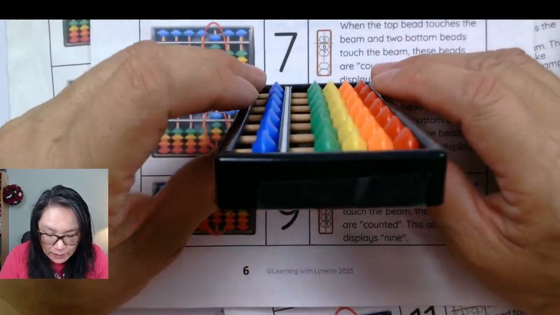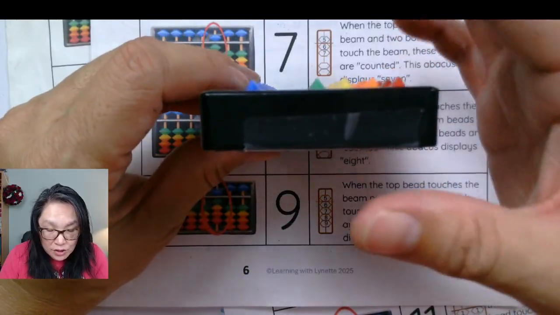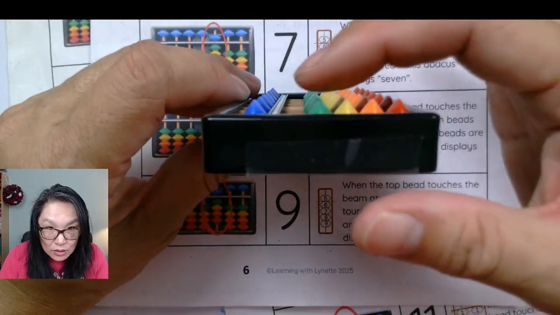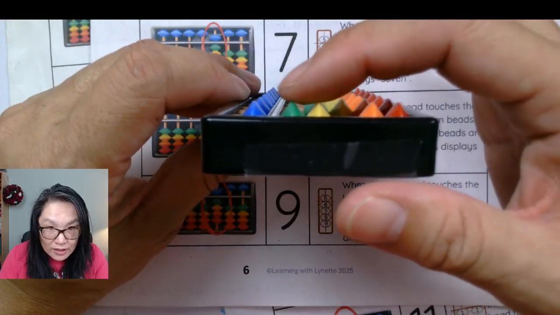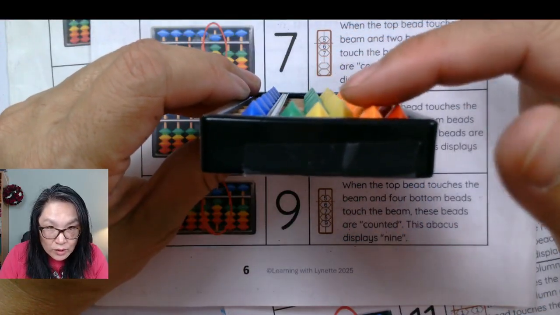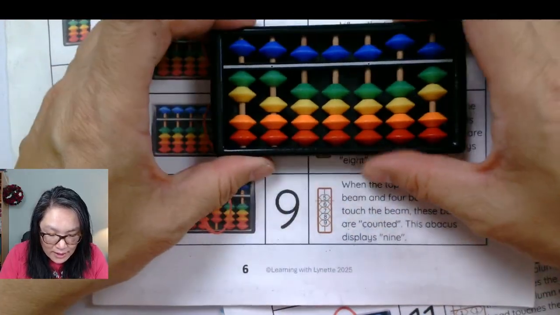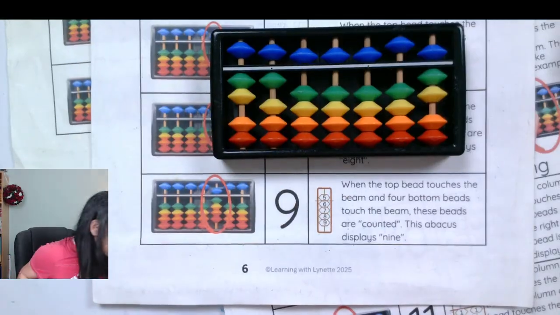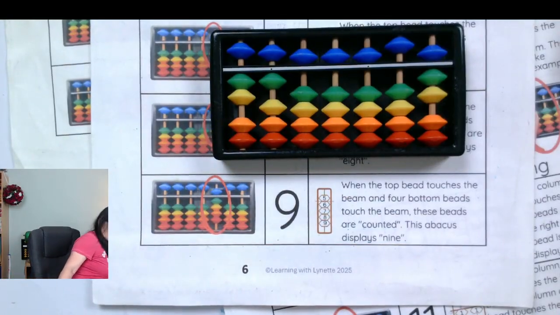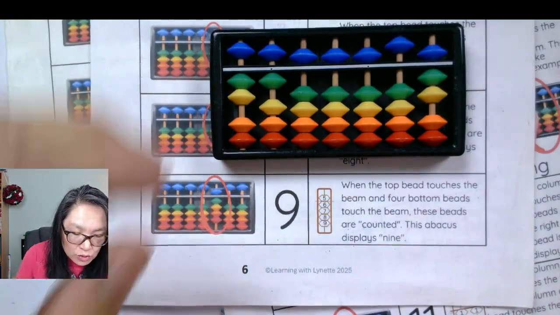Now, I don't know if anybody sees it, but you'll see that there's a ridge. There are edges on the beads. And notice I only use the very edge of the beads to move. This is a standard size abacus, so no matter how big your fingers are, you should be able to move them.